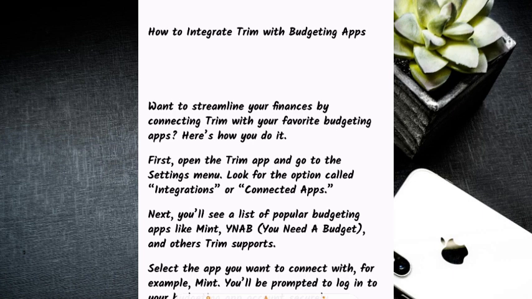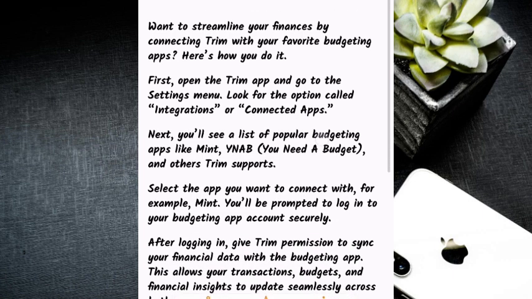First, open the Trim app and go to the settings menu. Then you're going to look for the option called integrations or connected apps. Next, you're going to see a list of popular budgeting apps like Mint, YNAB, and others Trim supports. Select the app that you want to connect with, for example Mint.